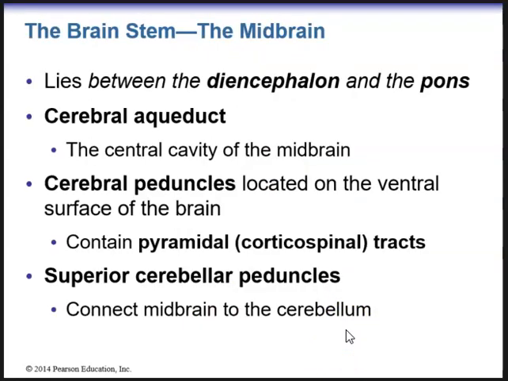So the midbrain is the more proximal portion of the brainstem, lies between the diencephalon and the pons, and contains the cerebral aqueduct, which is the central cavity of the midbrain. So the cerebral aqueduct connects the third and the fourth ventricles. Within the midbrain, we also have the cerebral peduncles located on the ventral surface of the brain, which contain the pyramidal or corticospinal tracts. And then we have the superior cerebellar peduncles, which connect the midbrain to the cerebellum.